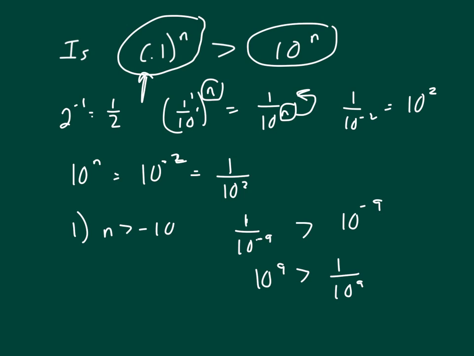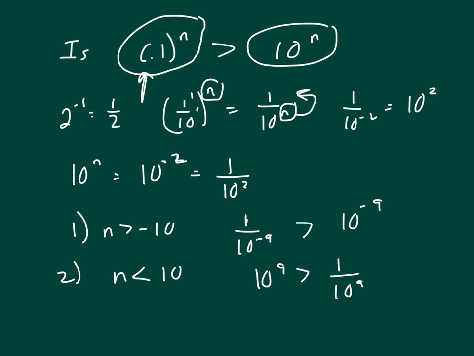Anything larger. Now let's look at number 2. Clue 2 says n is less than 10, and for the same reason, sure, once you get down and n's negative, it's going to be true, but not for the positive numbers. Hope that makes sense.